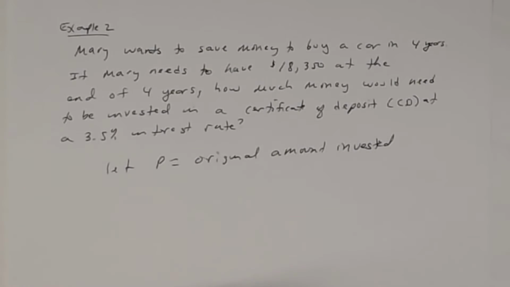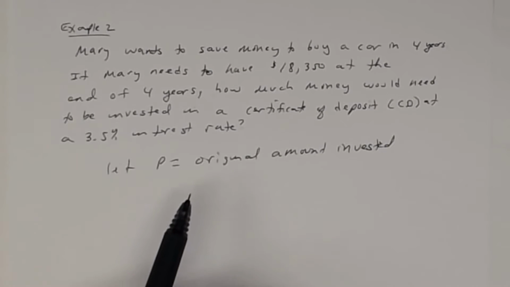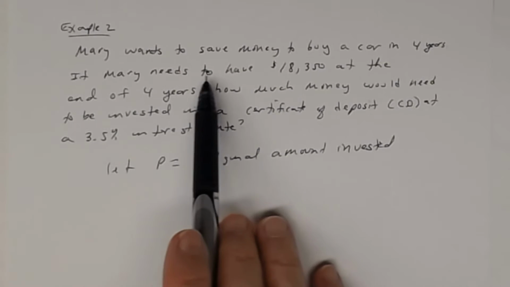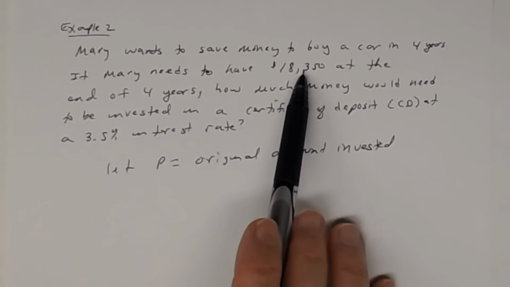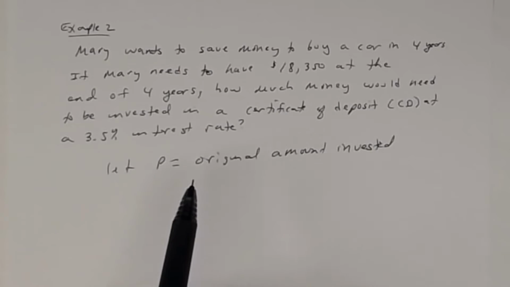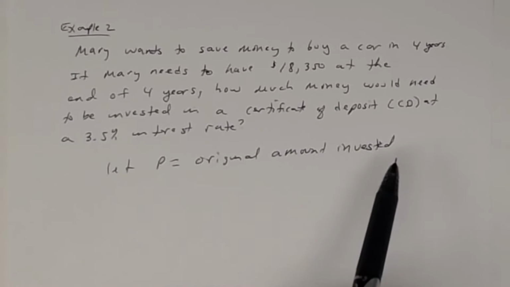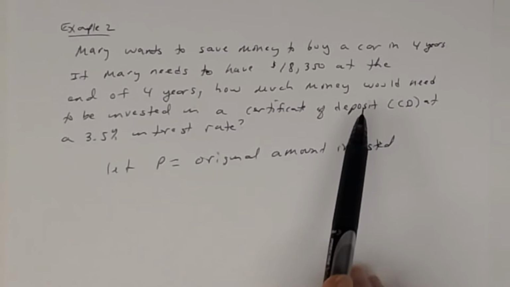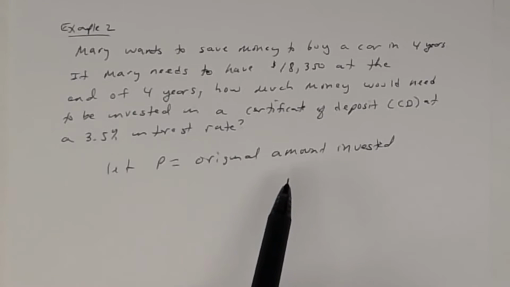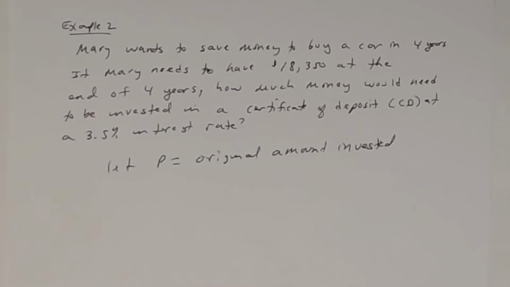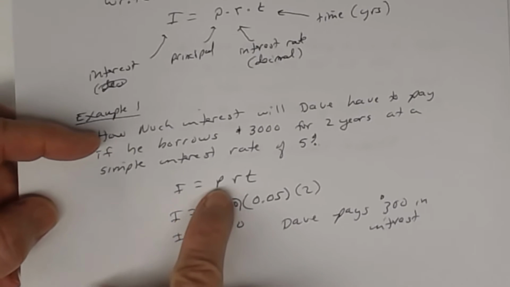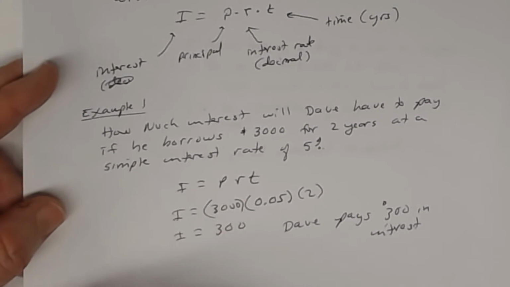Okay? And so let's think about what we have here. So Mary needs to have this much money right here, right? And you got to think about what this represents. This money represents the original amount plus the interest she's going to earn from that CD. So the equation I'm going to use is going to involve this right here plus something else.